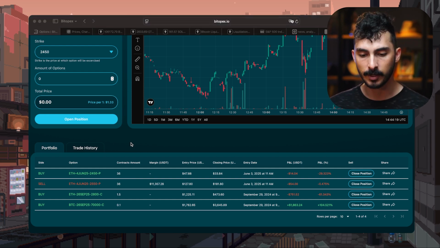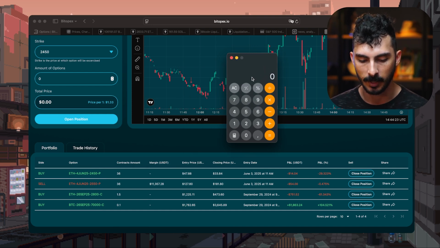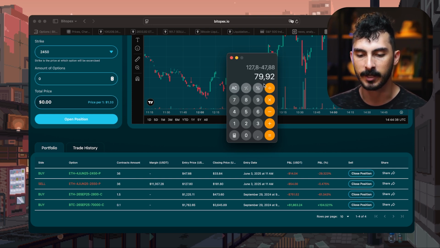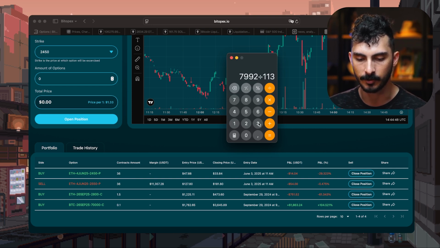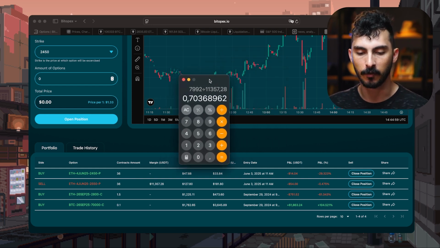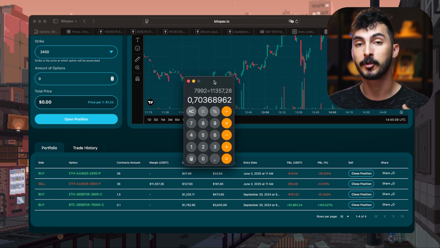But for example, you can just open the calculator right here and do that manually. So what you're going to do is 127.8, and we're going to subtract the 47.88, which gives us 79.92. If we multiply that by 100 and then divide that by the 11,357.28, that will give us 0.70%. This is what we are getting here for this strategy. We're getting 0.70%, a very risky one, but I'm showing that to you live.